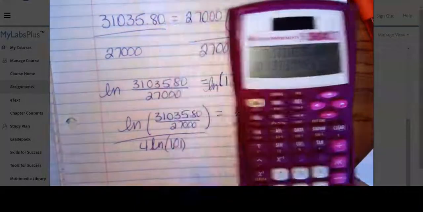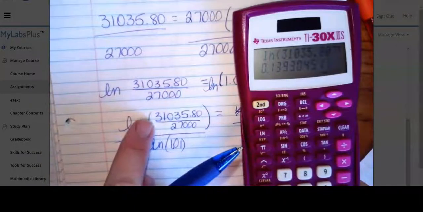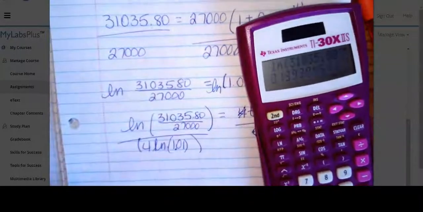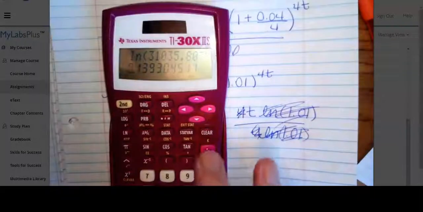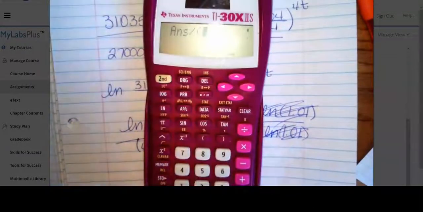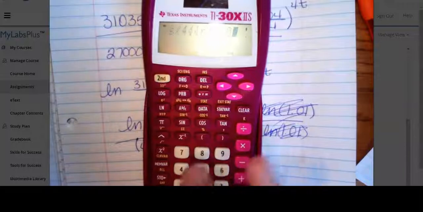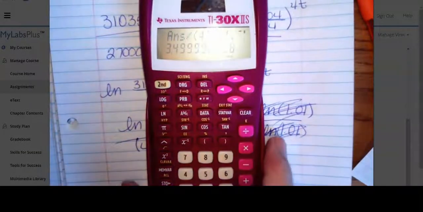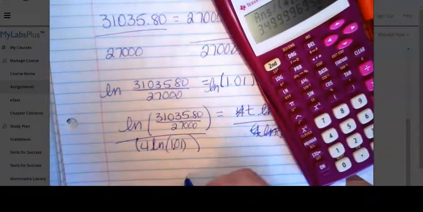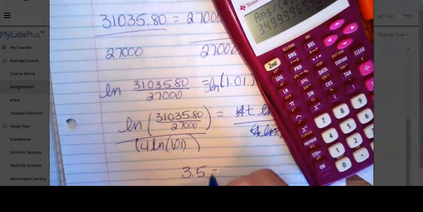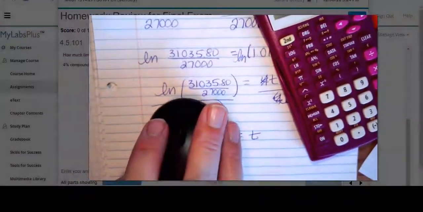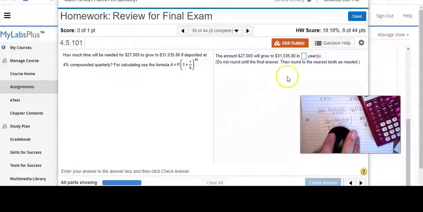So my numerator, this portion, is 0.139 something or another, divided by, in parentheses, 4 times the natural log of 1.01. And that gives me 3.499999. So basically 3.5 years. So it should be about 3.5 years. It says round to the nearest tenth, so it's 3.5 years.